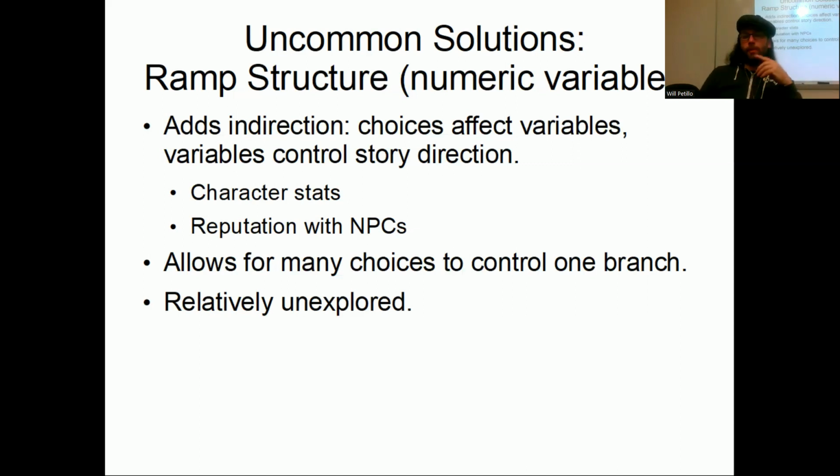The basic idea in all this narratively is that it's adding a level of indirection. Choices affect variables, and then variables control story direction, rather than choices going directly to story direction. And this effectively allows for many different choices to control a single branch. One analogy I give for this is a multiple choice test where you have to get 8 out of 10 to pass. In terms of branching, there's pass, fail, one branch, but there's 10 or 20 or 100 questions. And every single one of those questions matters because they all add up to your final score.